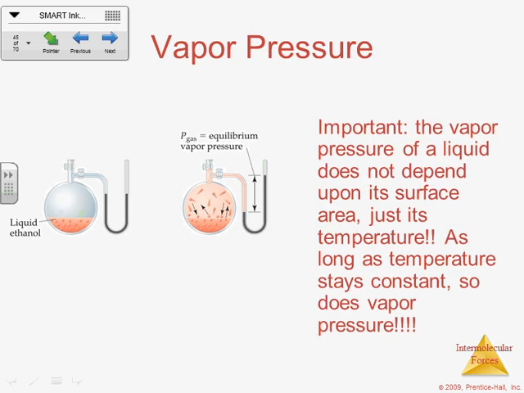Okay, now you need to understand this, and we're going to go over this on a couple of questions on the AP packet this time. Vapor pressure of a liquid does not depend on surface area, just temperature, okay? So if the temperature stays constant, the vapor pressure stays constant, period. All right, now I'll show you a couple examples of that.